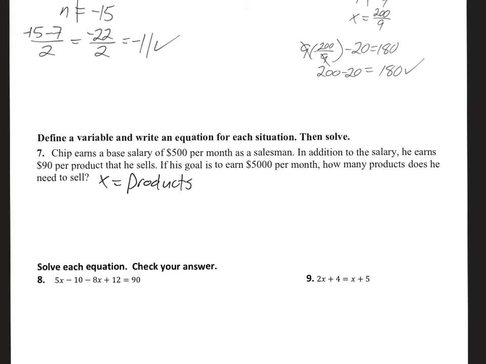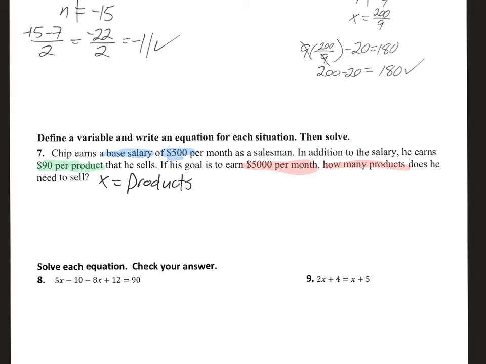Okay, let's go ahead and highlight some things. We have $500 per month, that's the base salary. We have $90 per product. And we want to earn $5,000 per month. And we want to know how many products. So our goal is $5,000, right?